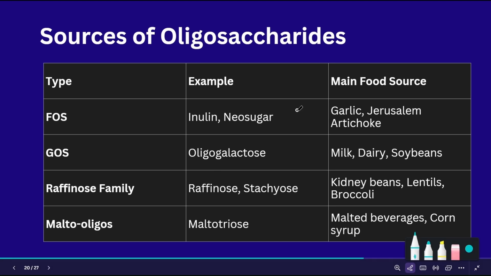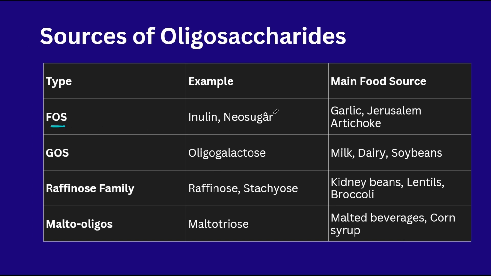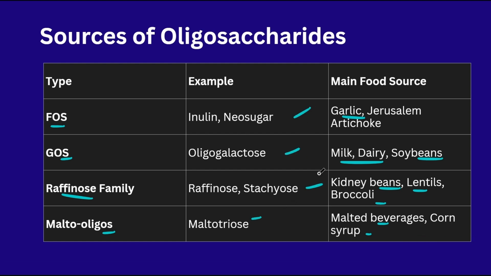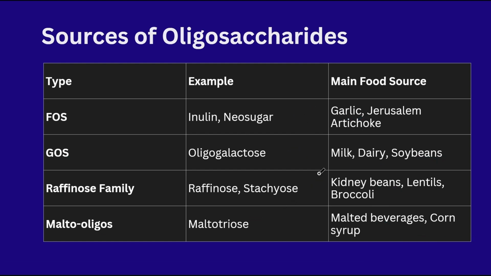Main sources of oligosaccharides. Fructooligosaccharides are present in garlic and different food groups. Galacto-oligosaccharides are present in dairy products and soya beans. Raffinose is present in kidney beans, lentils and broccoli. Malto-oligosaccharides are present in malted beverages and corn syrup. So these are the different examples and sources.